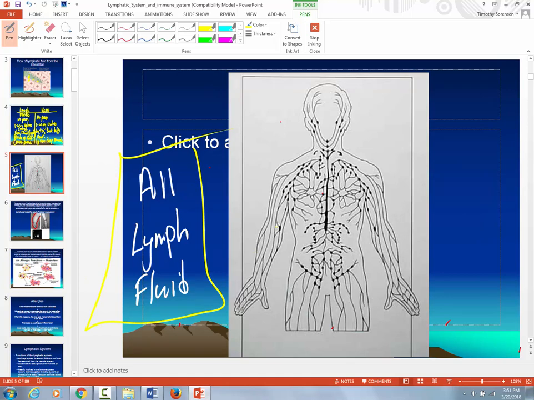So watch. All lymph fluid has to be filtered through a lymph node before it gets dumped into the right side of the heart.